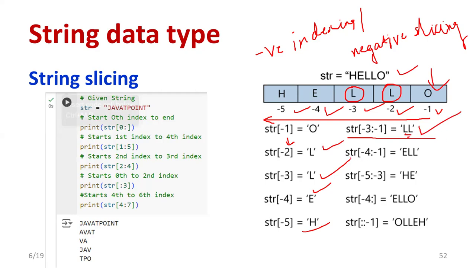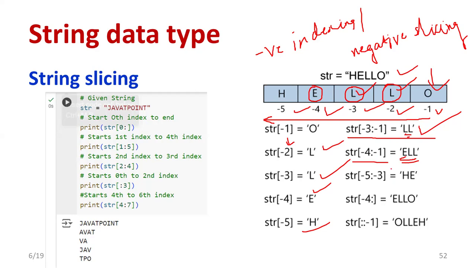Another example, let us see. str square bracket -4 colon -1. First of all, please identify -4. The -4th element will be E only. So let me write E. Correct? Yes, I have written E. Then the upper limit is -1, the lower limit is -4. So the lower limit element will be printed here. What about the upper limit element? That will be deleted. But you need to add the remaining elements. -3 and -2 will be added. So what about the -3rd element? That is L. What about the -2nd element? That is also L. So my output is E L L.